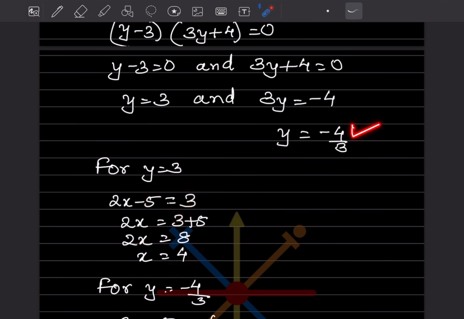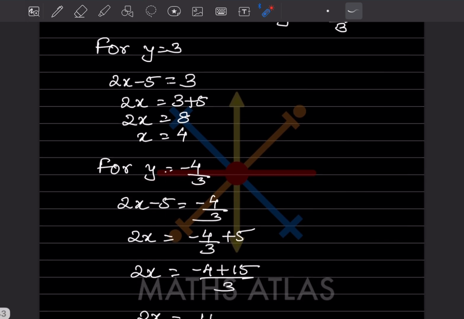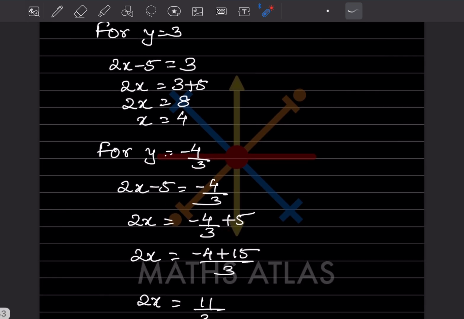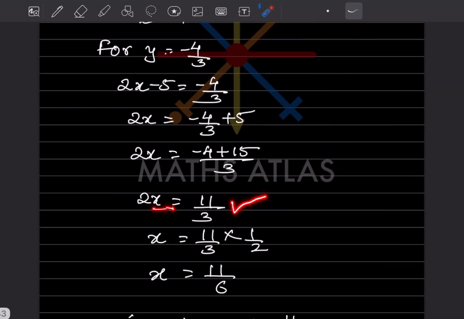And when we consider this y as minus 4 by 3, we are going to put it in this equation. You can write an equation over here is equal to y. So this will be 2x minus 5 will be minus 4 by 3. When we solve this one, you should get 2x will be 11 by 3.